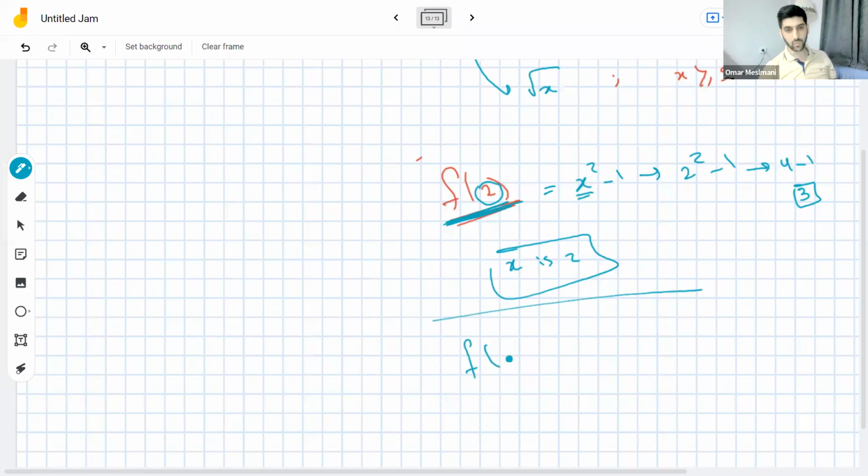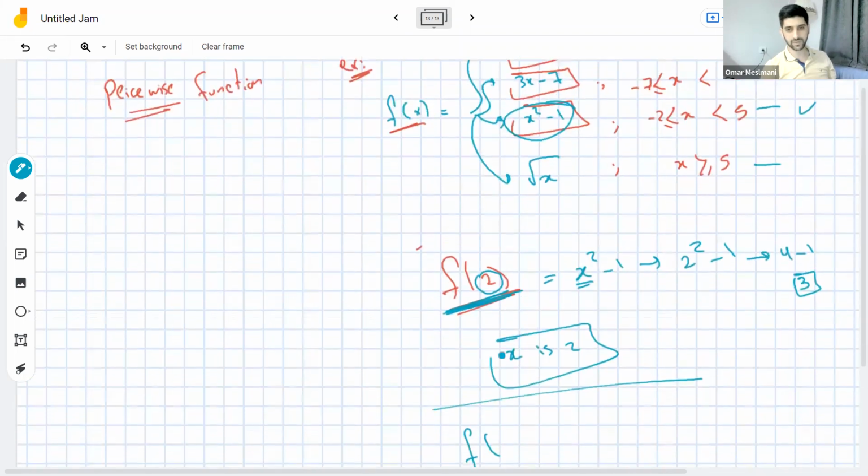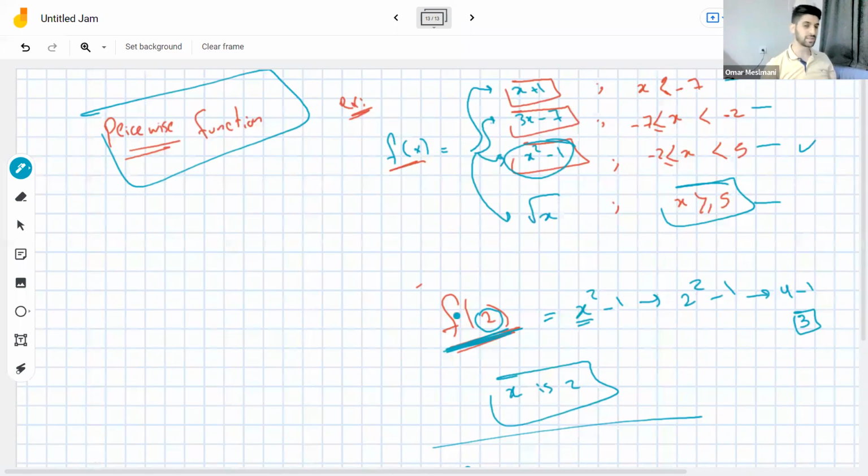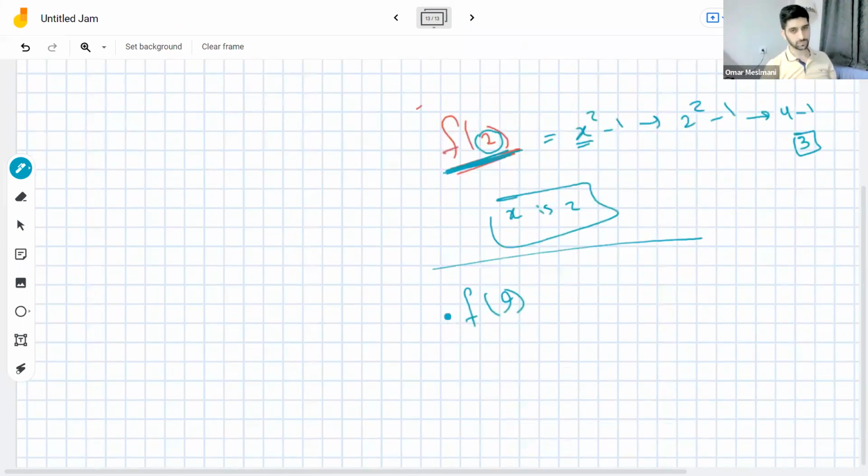So let's try to find the value of f of 9. Again, I need to find which piece 9 belongs to. Is it the first, second, third, or fourth? I guess 9 belongs to the last one because 9 is greater than 5. This is what we call the piecewise function. It gives you one function with multiple expressions, and you have to decide which one to evaluate depending on the value of x. So I'm going to use the last one, the square root of x. It's the square root of 9, and the answer is 3.